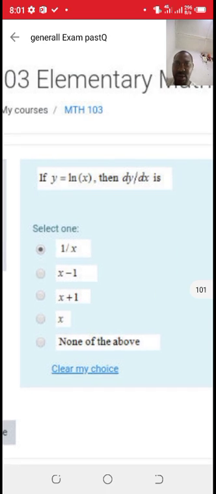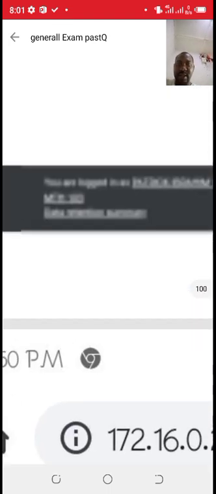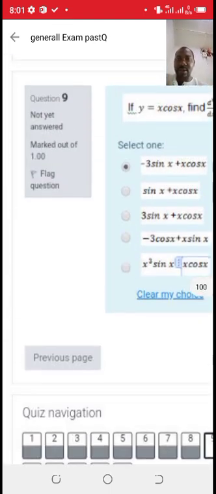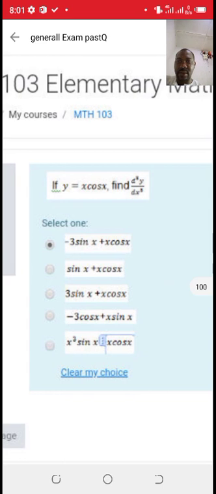And I will be stopping here. If y equals ln x, then dy/dx, the answer is 1 over x. It is a standard derivative. That's not a problem. Then we see another one here.